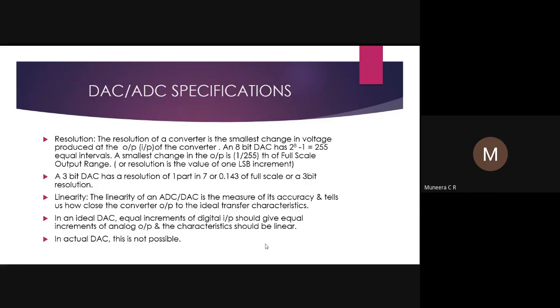This can be represented in 3 ways: one part in 2 raised to n minus 1, or 1 by 2 raised to n minus 1th part of full scale, or as n-bit resolution.